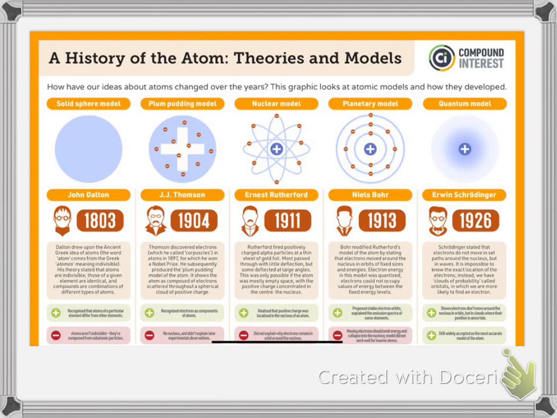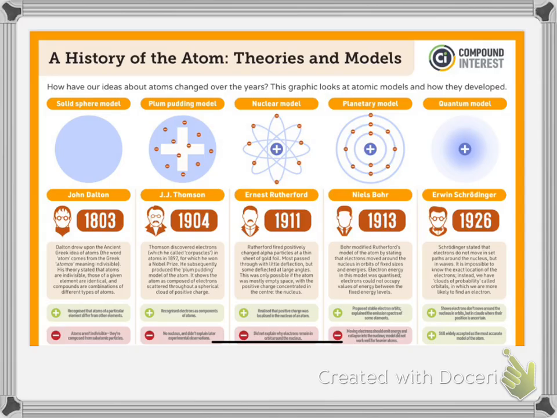So in this illustration, which you can find in your Canvas, it lays out some of the models, the people who are associated with the contribution, and then some of the things that it added, and some of the things that it was missing. And in the previous video, we looked at Dalton's model, which was in the early 1800s. And now the models we're going to take a look at are in the early 1900s, so 100 years later.